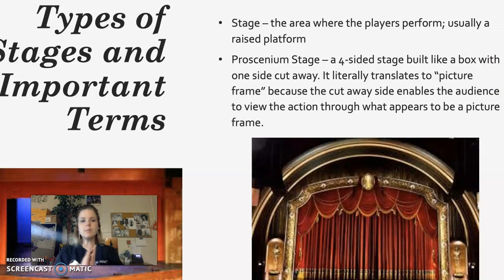So, types of stages and important terms. A stage, the generic term for a stage, is an area where the players perform, usually a raised platform. And then you have the proscenium stage, which is a four-sided stage built like a box with one side cut away. So if you guys look at the stage that we have here at Manor, that is a proscenium stage. And a lot of them kind of look like they have a picture frame that goes around the action on stage.